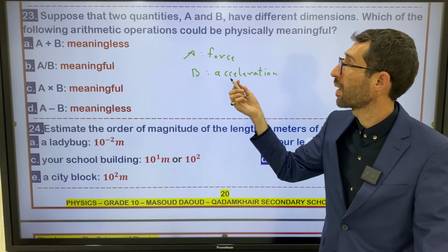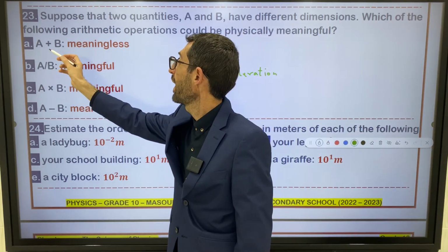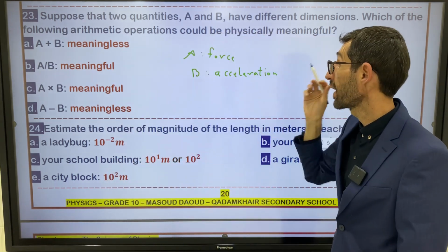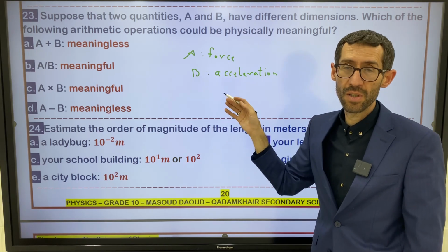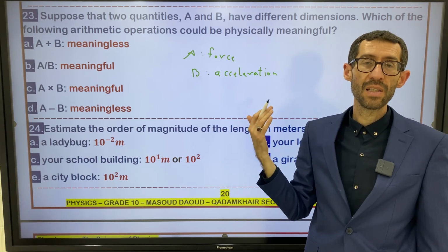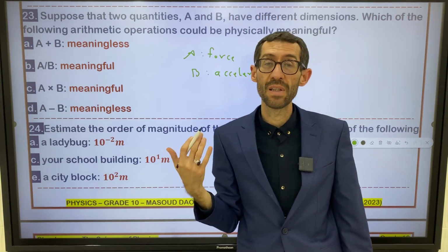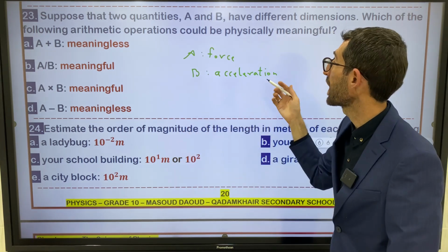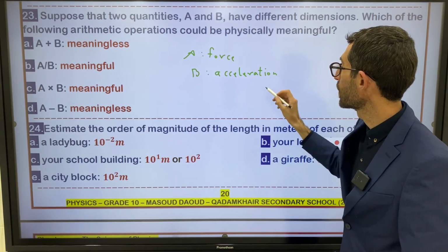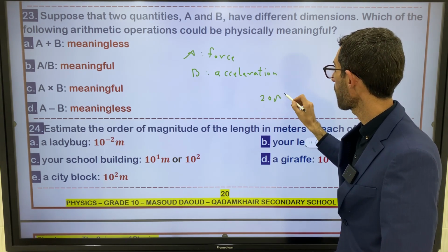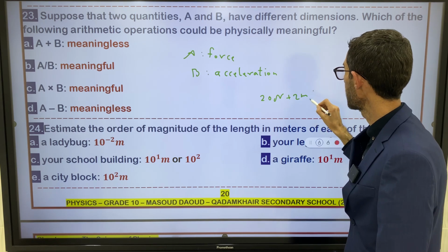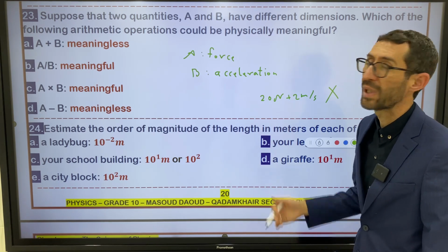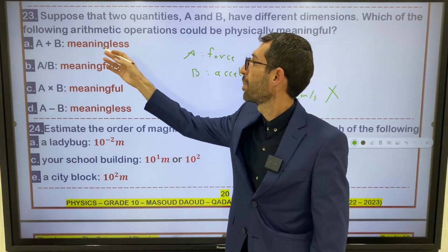Let's move on to the first one, A plus B. Why do we say it's meaningless? Because whenever you add force and acceleration, it is meaningless in physics. It's pointless. It doesn't have any meaning. For example, 20 Newton plus 2 meters per second. It can't be. It's not accepted in physics. That's why we neglect it and we say meaningless.